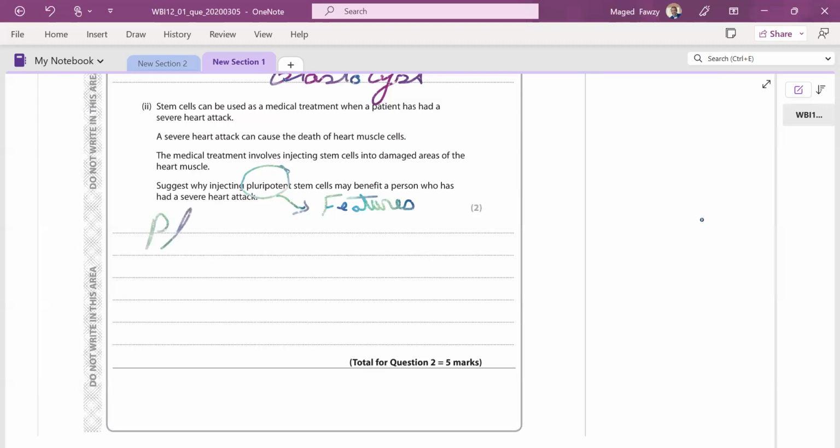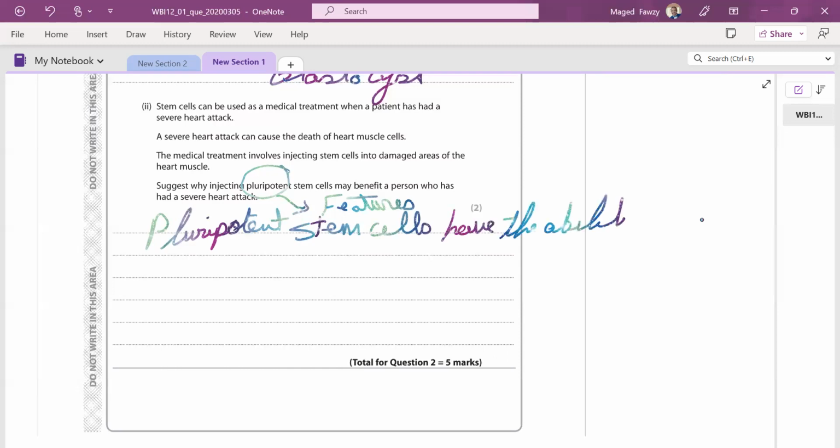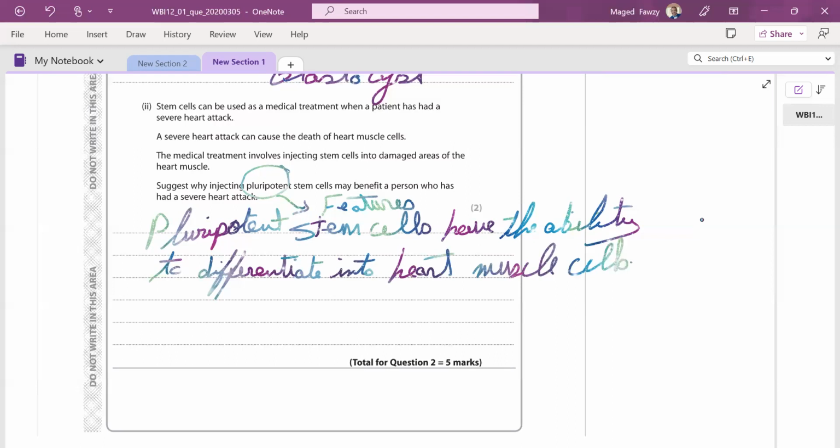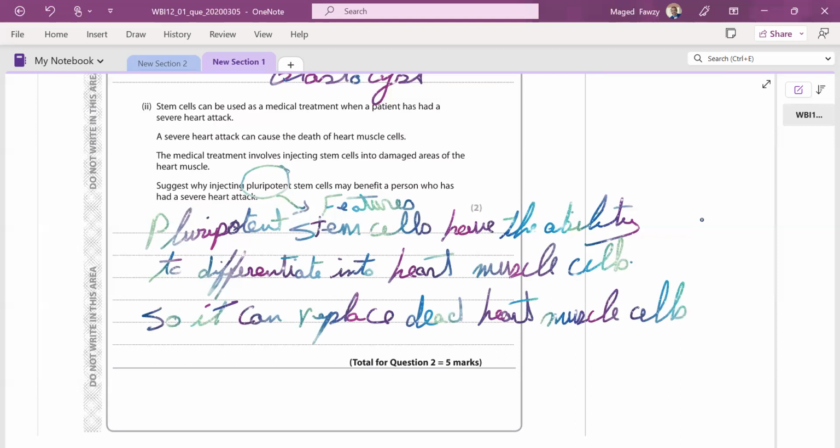Okay, so I write: these pluripotent stem cells have the ability to differentiate into heart muscle cells. It can replace dead heart muscle cells.